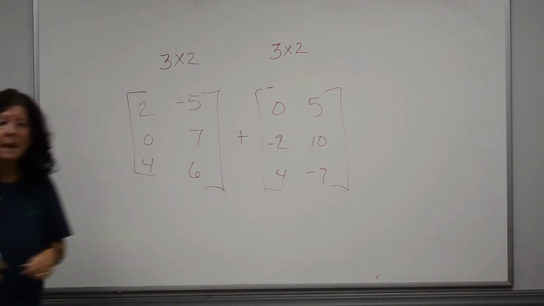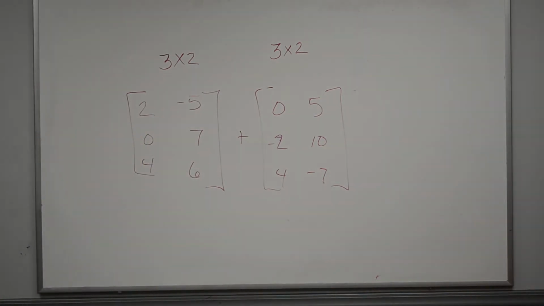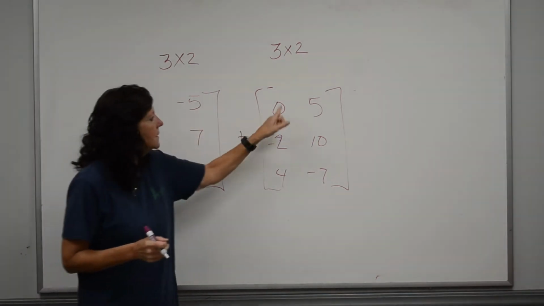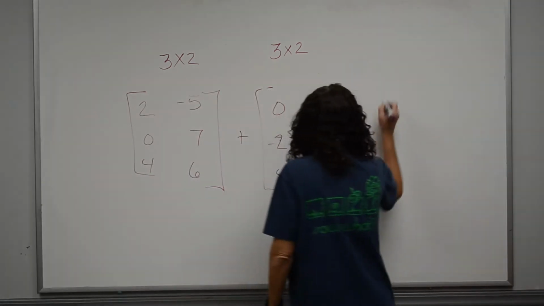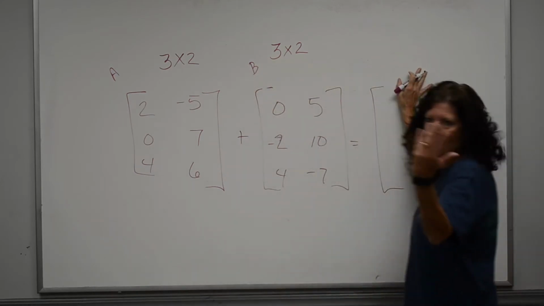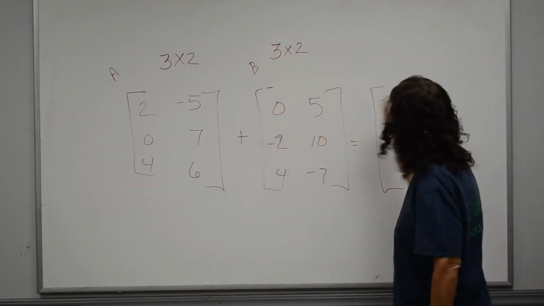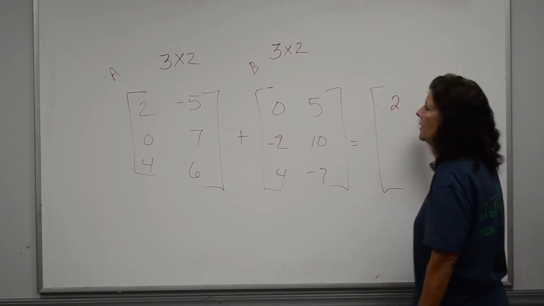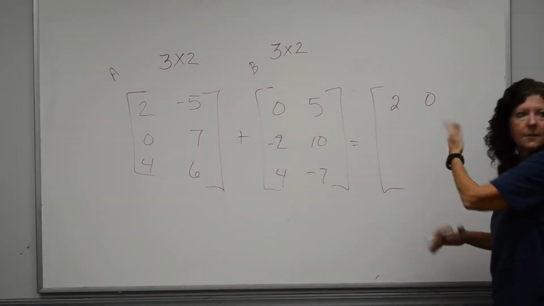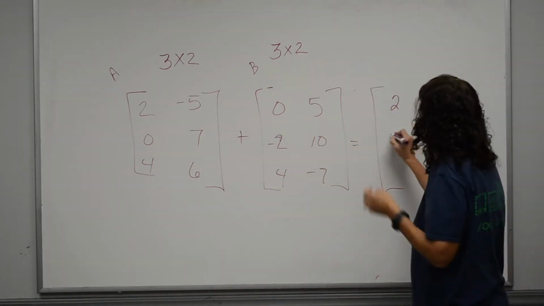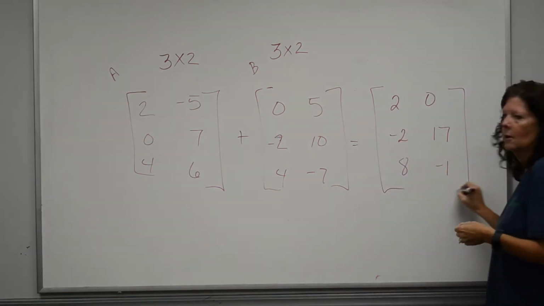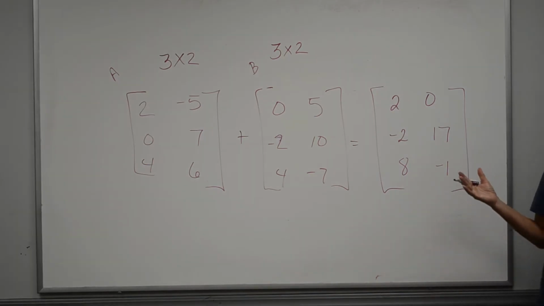So I can take these, because they match up, same number of rows and columns, and I can add them. It's very simple. I just take first row, first column, and add it to first row, first column. So let's say this is A and this is B, then this maybe is C. I have a 2 and I have a 0, because 2 plus 0 is 2, -5 plus 5 is 0. We good with that? So this is -2, this is 17, this is 8, and this is -1. Everybody with me so far? There's nothing hard about this.